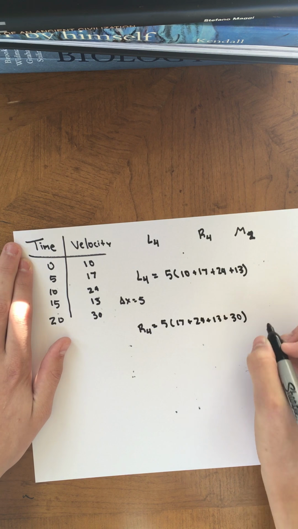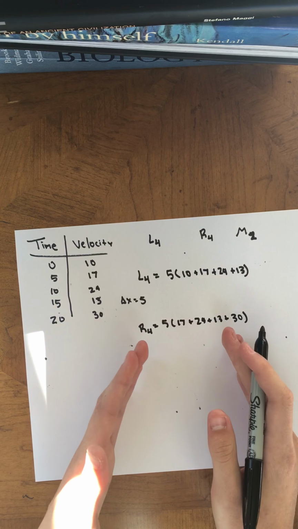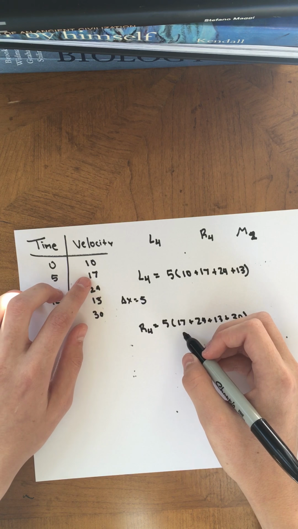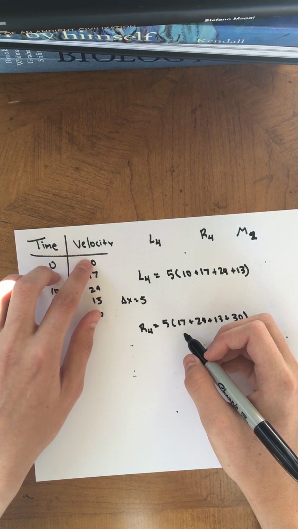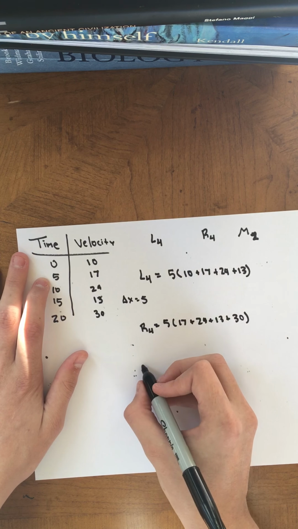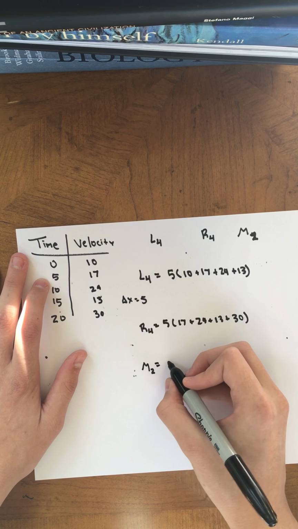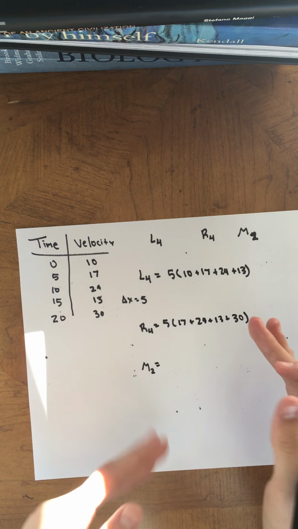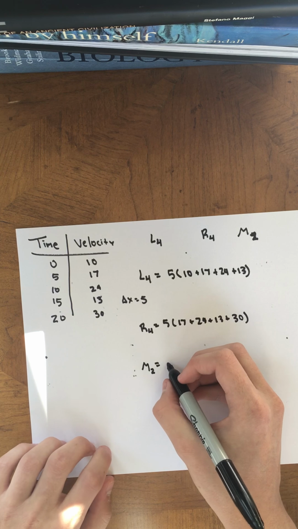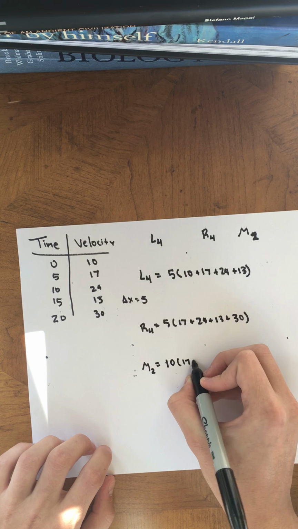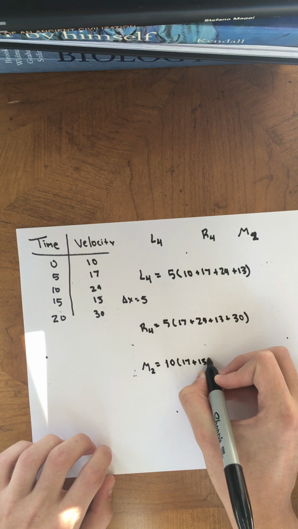And you can see the difference. One of them is shifted over in the data. So R4 is going to start when velocity is equal to 17, and L4 is going to start in the beginning when time is equal to 0. And then for M2, because it's only 2 rectangles, we're going to make delta x equal to 10. That's going to be 10 times 17 plus 13.